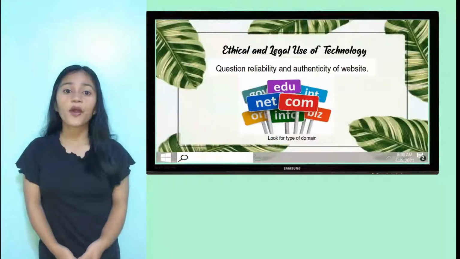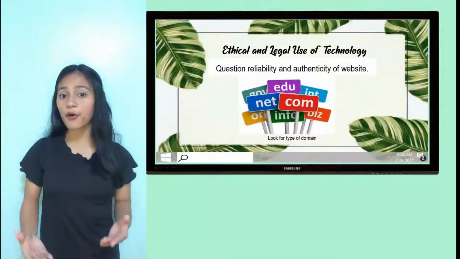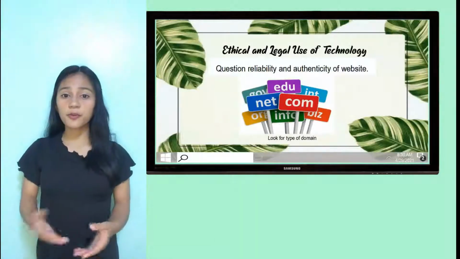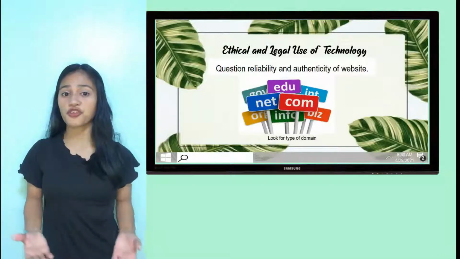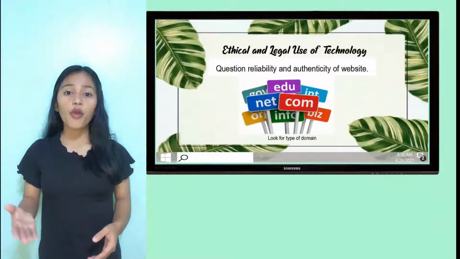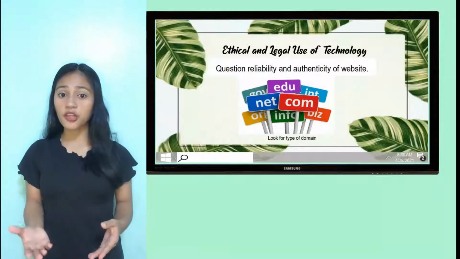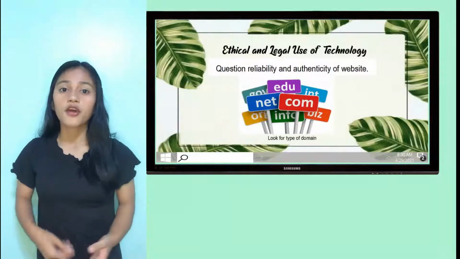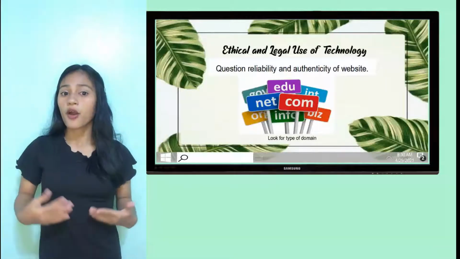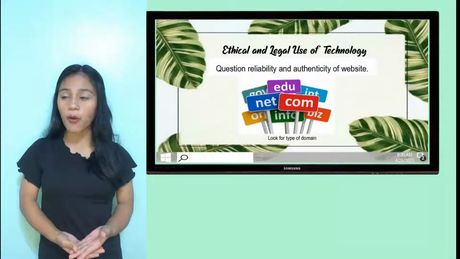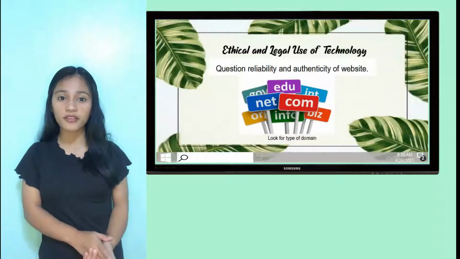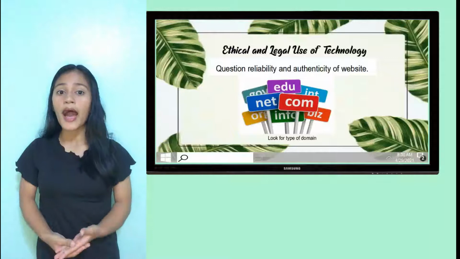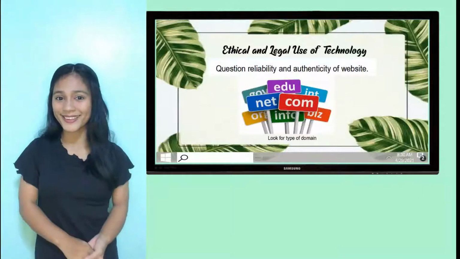And lastly, we are going to look for the type of domain that the website is using. These domains serve as an identification string for us users, whether they are educational or not, or if they are valid enough to use or not. So some of the valid domains that we are using now are those government domains. Like for example, we have .edu, we also have .com, and we also have .net.